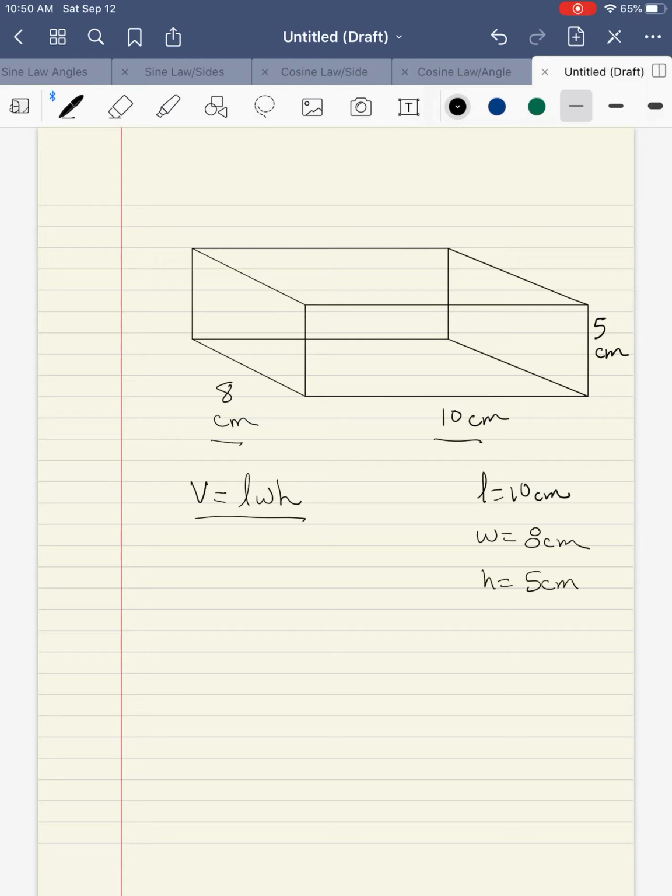But again, you're not wrong if you look at it from a different perspective, or you turn the shape upside down or standing up, then your length, width, and height are going to be different, but you're still going to get the same answer because it's the same shape.